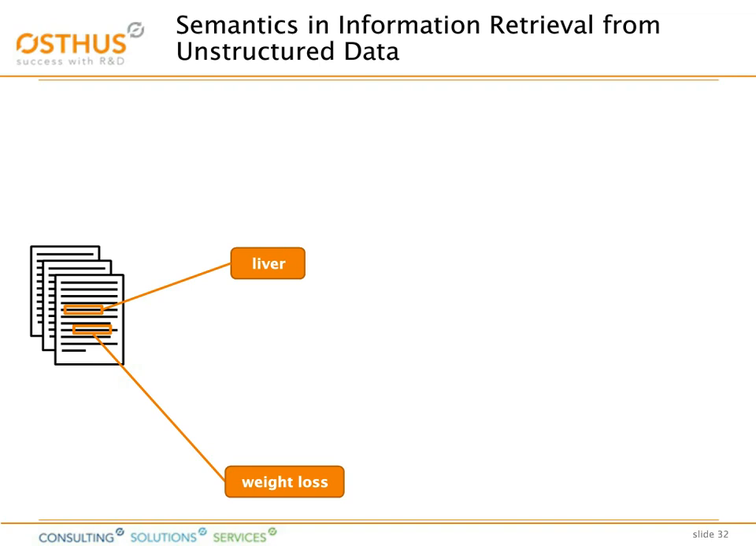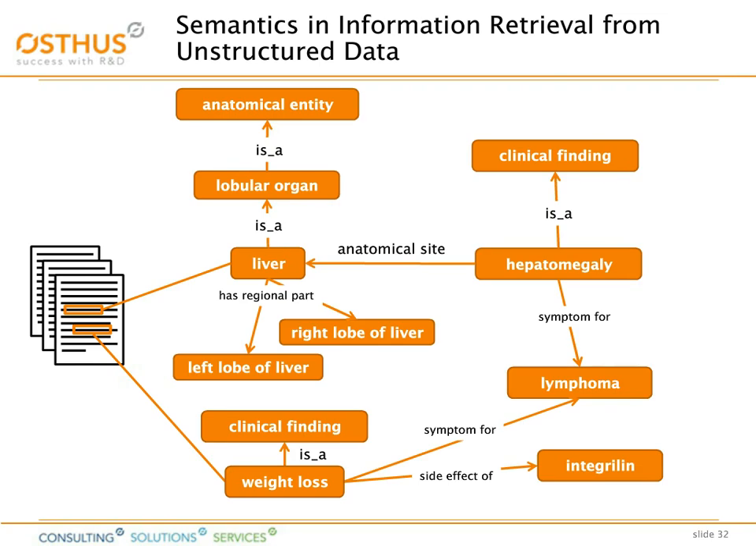that you are using to annotate the unstructured data are coming from your reference vocabulary or from your knowledge graph in the background. So by using this kind of knowledge graph in the back, you understand that the term liver that appeared in a certain sentence in a patient report actually is a lobular organ, which is an anatomical entity. And on the other hand, weight loss is a clinical finding.